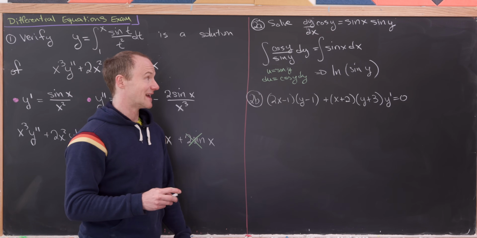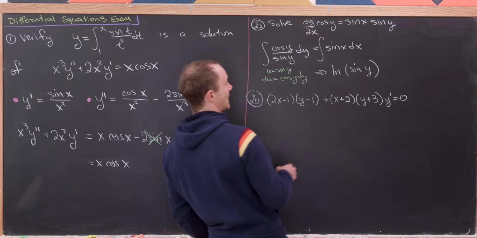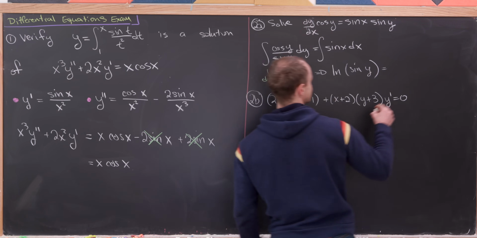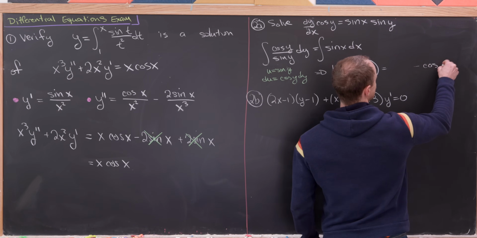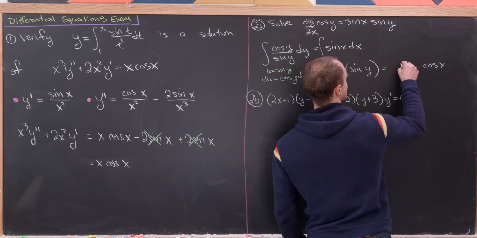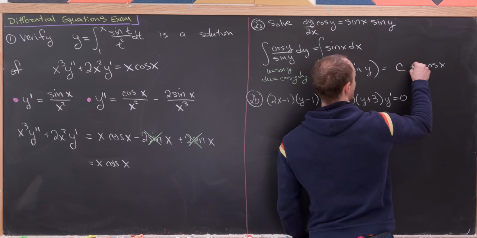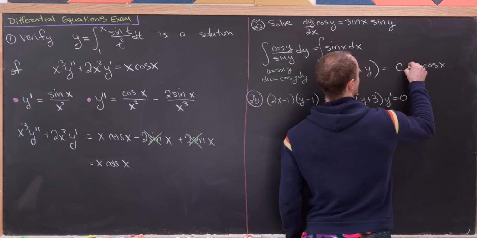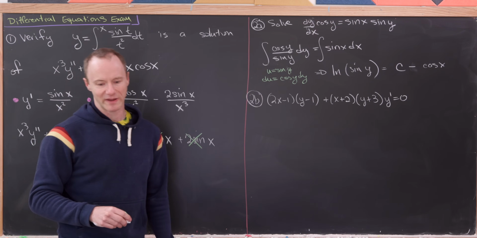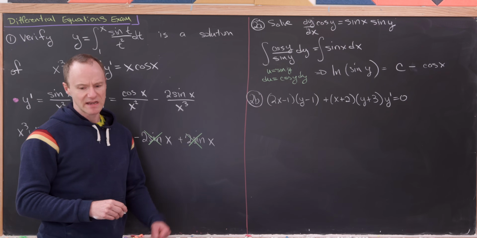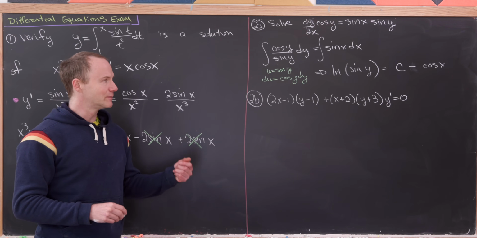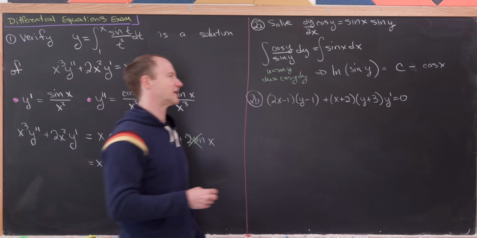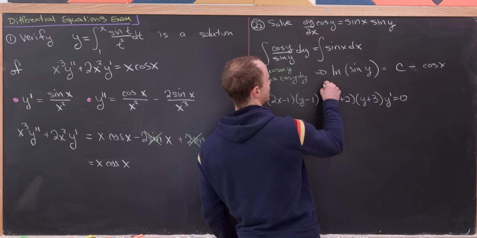Okay, so we've got natural log of sine of y equals, so the antiderivative of sine x is negative cosine of x. So we have negative cosine of x, and then it's going to be plus a constant, but I'll write it as a constant minus cosine of x, just to keep it looking a little bit tidier. And now that's going to be an implicit solution. Could you solve for y? Well, yeah, you could, but it'd be a little bit gnarly, and it's not strictly necessary for this problem.